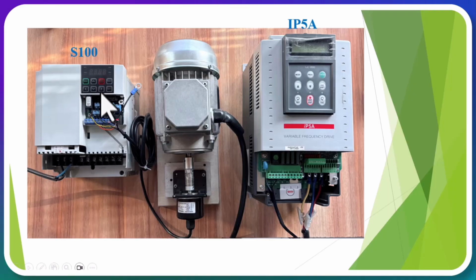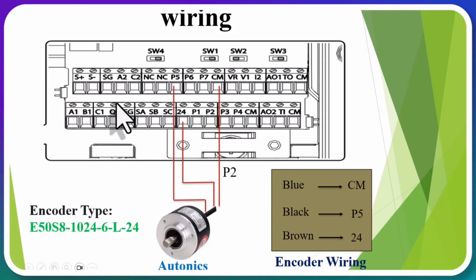We want to set the frequency reference of the S100 inverter to pulse. So whatever value the iP5A inverter has, the S100 inverter should also have the same value using the pulses that this encoder sends to the S100 inverter. But how should we do the wiring? Since we only want to use one pulse from our encoder, or specifically its A phase, we will use 3 wires from this encoder.